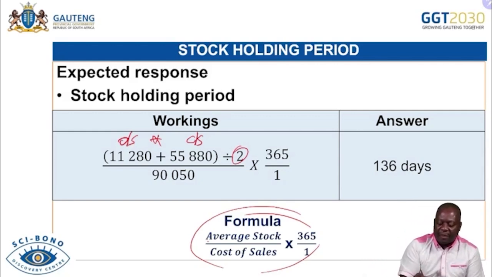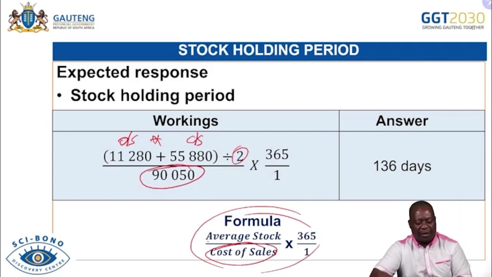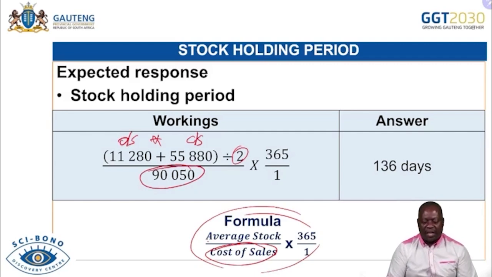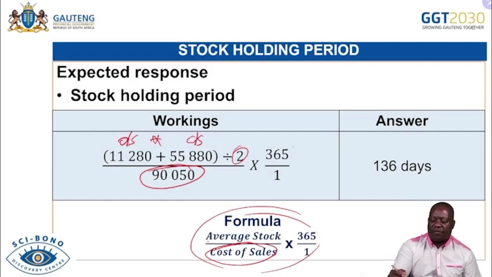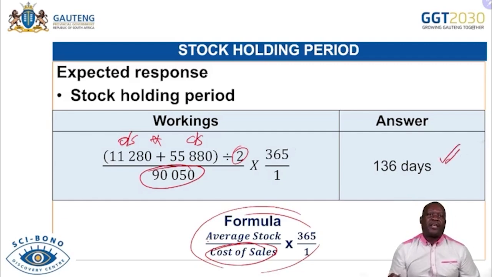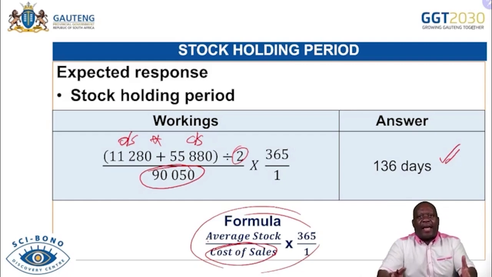And then we divide this by what? Cost of sales, the figure that we already found in our previous part. So you can see our cost of sales is 90,050, and when you multiply by 365, we get 136 days. It means the stock that we have can last us for about 136 days. So we can even use this to plan when we are going to place orders for the next batch of stock, depending on how fast we are selling our stock.